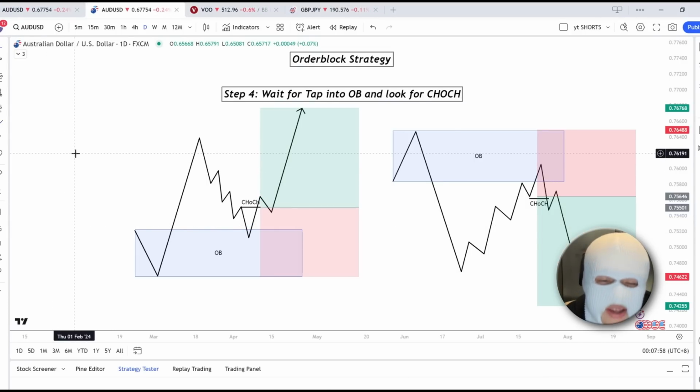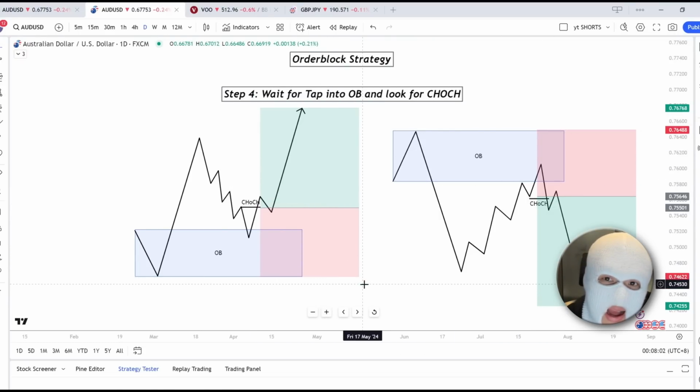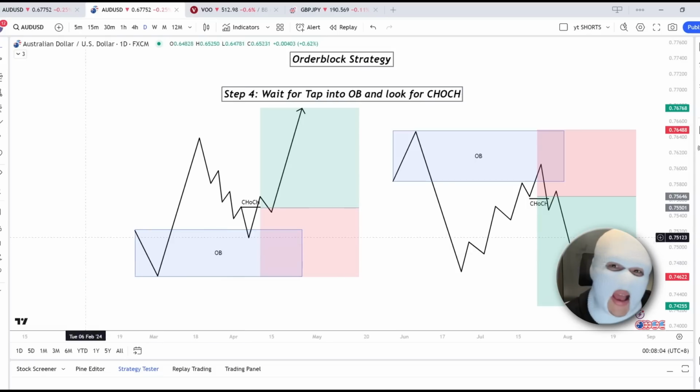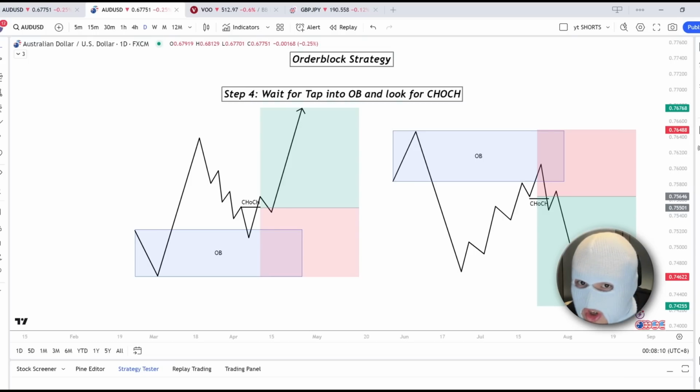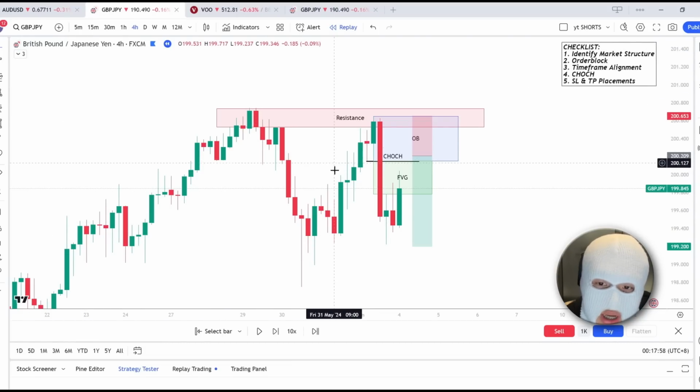Step 5. Place your stop loss above or below the order block, targeting the swing highs and lows. Now, if you're confused with the SL and TP placements, not to worry at all. Let's go through it with some live examples that I took live on the stream. This is the 4-hour chart on GBP JPY. We have just created a new all-time high.